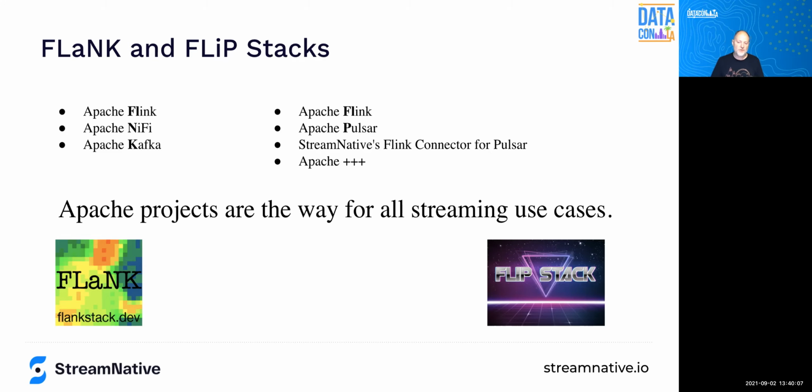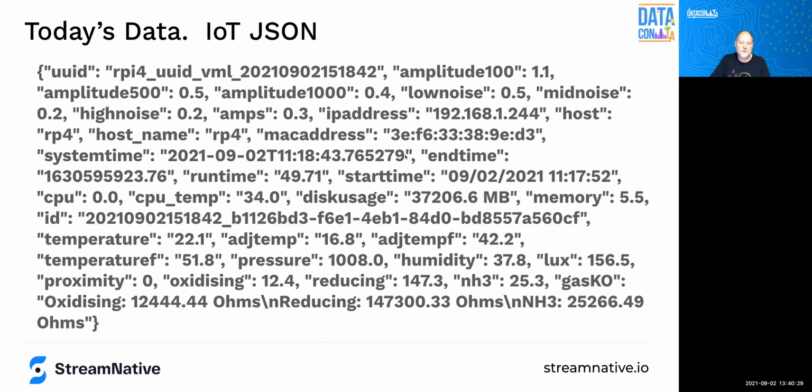So I've coined two stacks of projects that work really well together. One is FLaNK, that's Flink, NiFi, and Kafka. The other is FLiP, Flink, Pulsar, and sometimes we put Pinot in there. Sometimes we put some other things. Very powerful stacks here, but it makes it pretty easy.